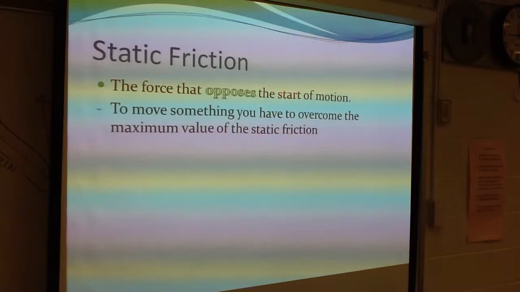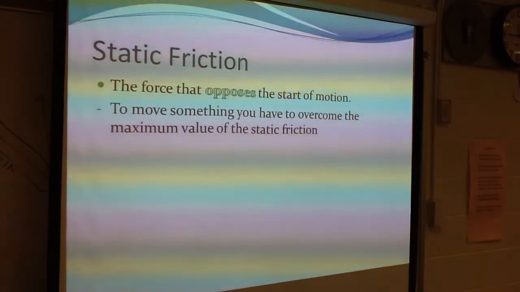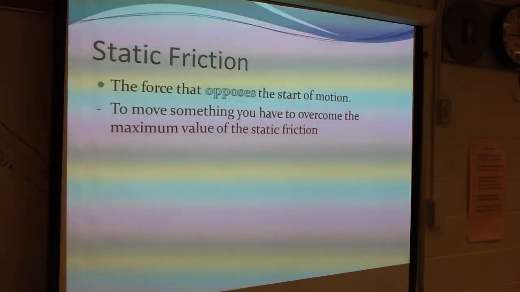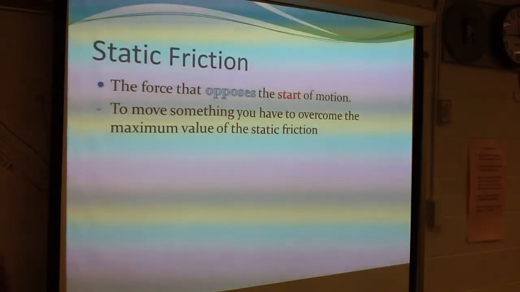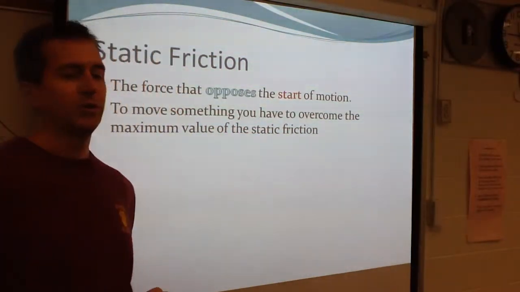Static friction. There's two types of friction actually here. And for the people in the classroom, if I'm going a little faster than you can copy it down, we can go back at the end. I can go back to some of the slides. But static friction, it opposes the start of the motion.